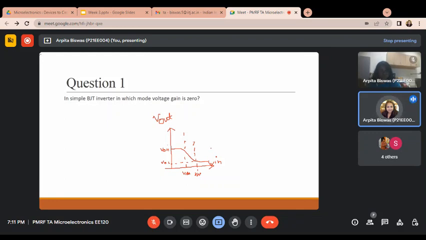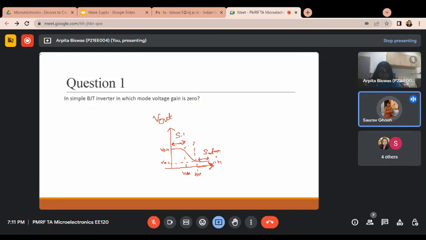So what happened in that region? Tell me what happened. Ma'am, it is the cutoff mode of operation. Okay, because here the input voltage is very low. When it is less than 0.7, we can say the BJT is in cutoff mode. And after that, when the V input is greater than V input high, in that case, BJT is in which mode? Saturation mode. It is in saturation mode.